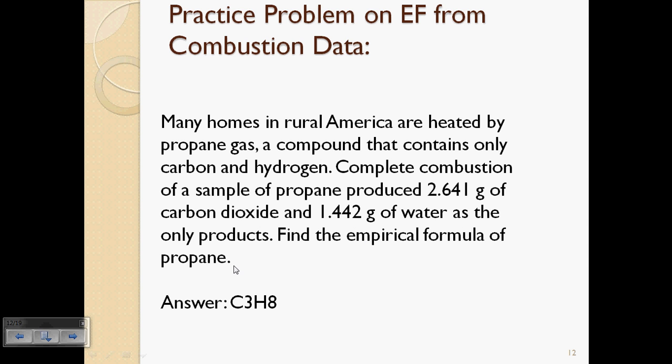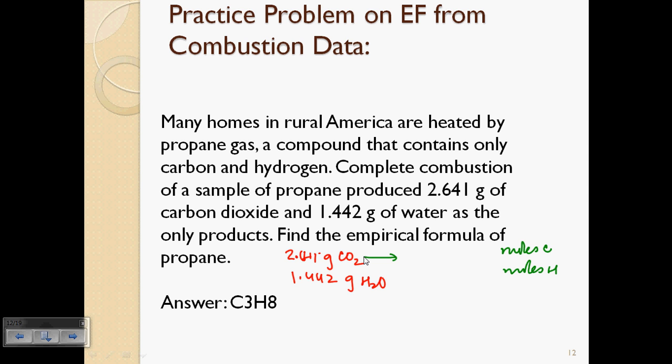Find the empirical formula of propane. So you're given 2.641 grams of carbon dioxide and you're given 1.422 grams of water. What might your thought process be? Ultimately, what do you need? You need moles of carbon and you need moles of hydrogen.